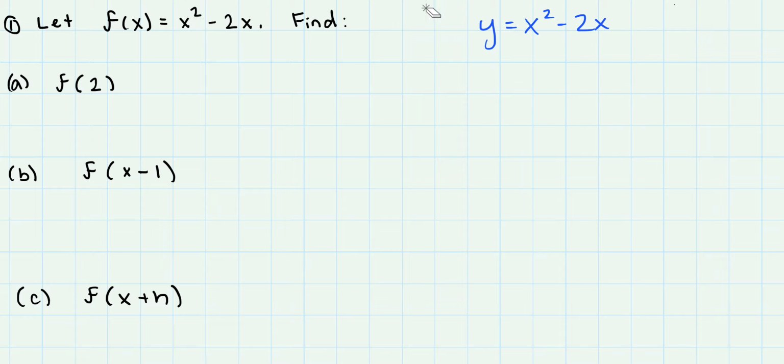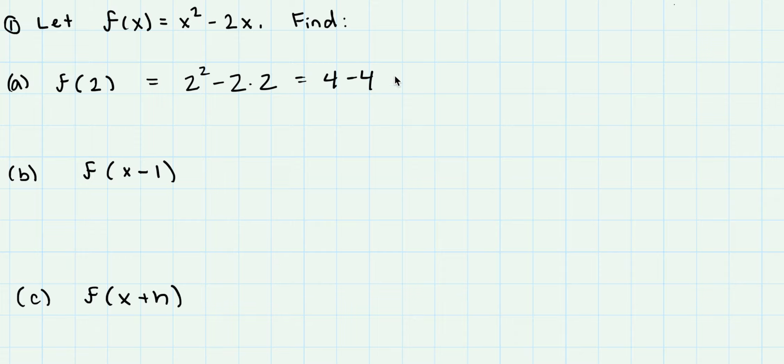So let's say we have this function x squared minus 2x. Let's find the following. F of 2. Well, recall this means that we just plug in 2 wherever we see an x. So this is 2 squared minus 2 times 2, which is 4 minus 4, which is 0.